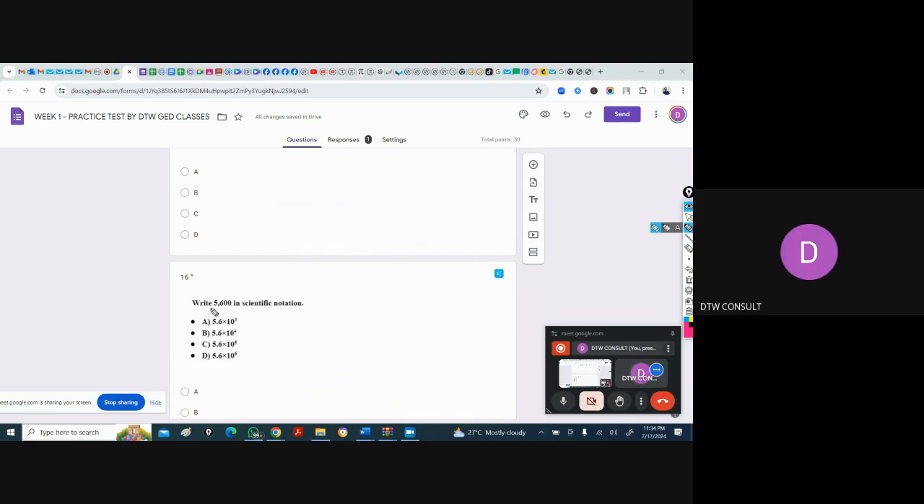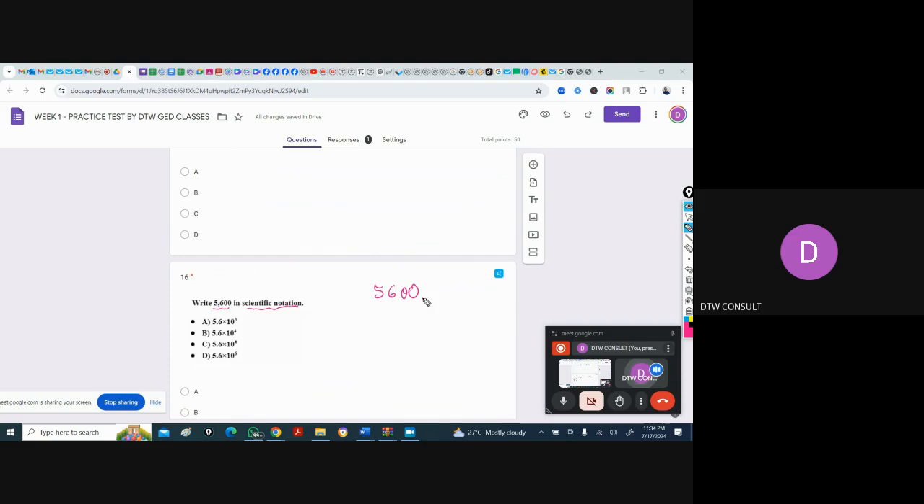Okay, good. So look closely. It says write 5,600 in scientific notation. Scientific notation means on the power of 10. As I said, you have 5,600.